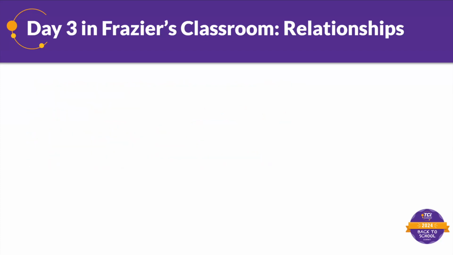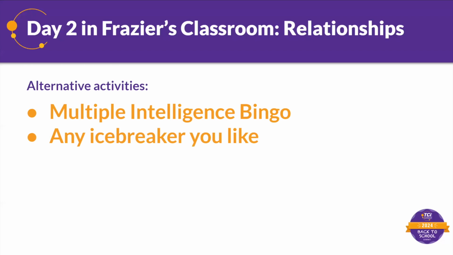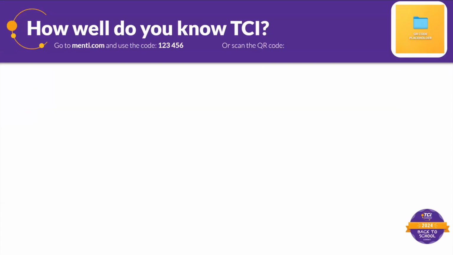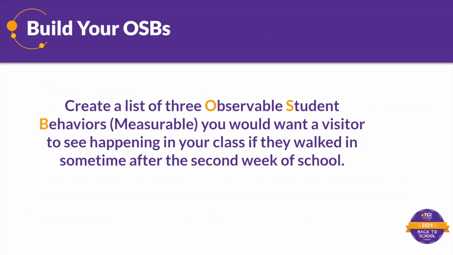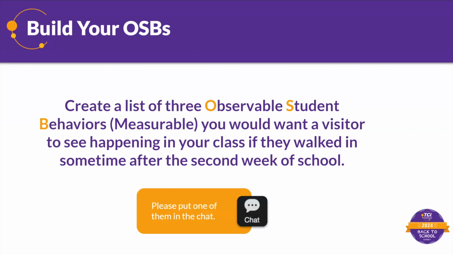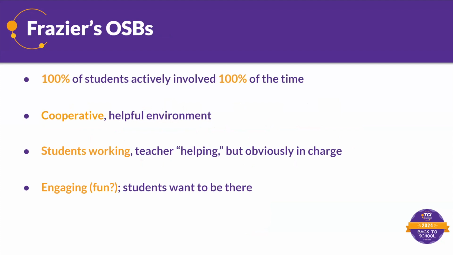Can you, in case somebody joined us late and they missed the slide with the OSB, just remind us what that is? Sure. Here are the OSBs. They are observable student behaviors. If people come in and see your classroom when you're in the 3rd week of school, what do you want them to see? We had people put it in the chat, and then I gave my 5. So when you're saying OSB, just remember those are observable student behaviors. What you want people to see.